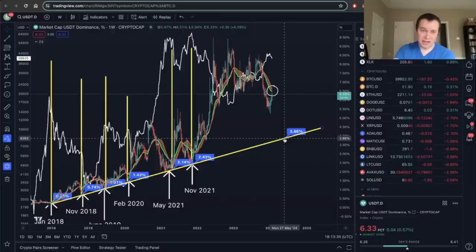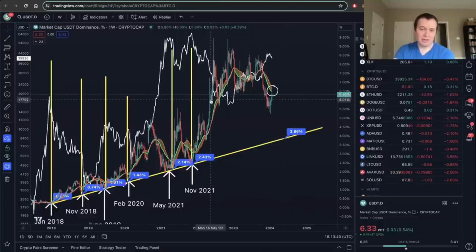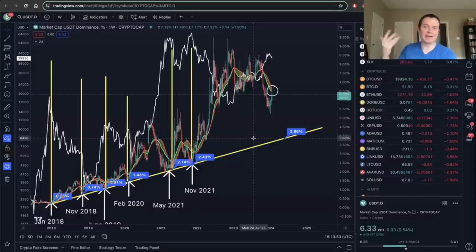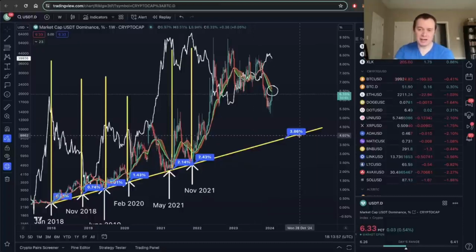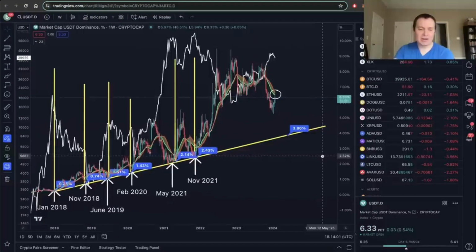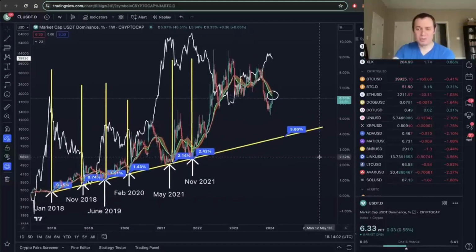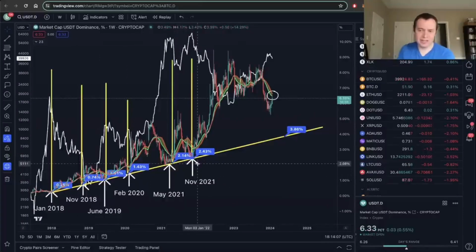Now, that doesn't mean that you can't have corrections, even throughout this entire time. When dominance was way up here at 6%, and Bitcoin was at 30K, we still saw a drop of 50% to 15K. So that's not to say that you can't have corrections when USDT dominance is high. We know that you can, and we've experienced it many times. I'm just simply pointing out that all prior times where USDT dominance hit this trend line, that is where there was a much larger trend reversal in the asset class.